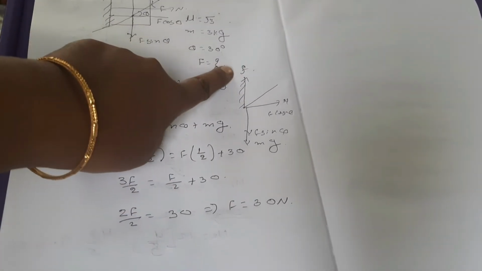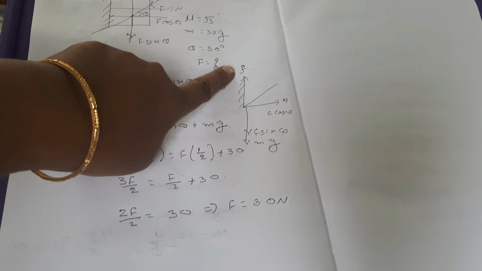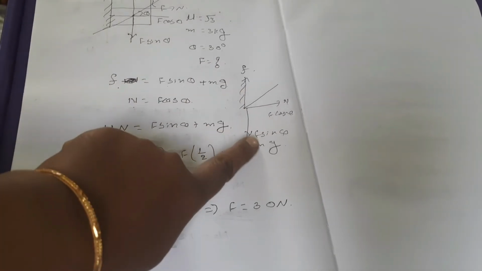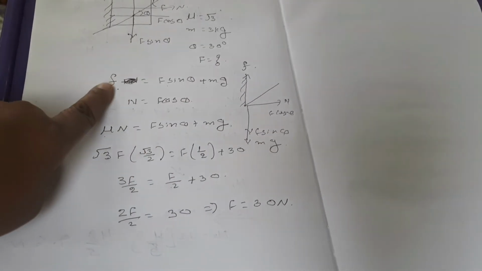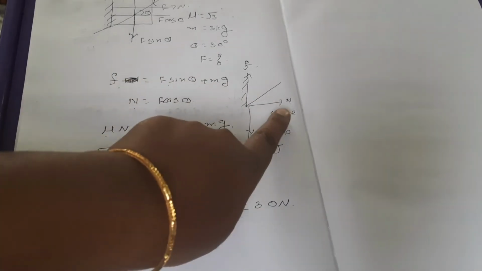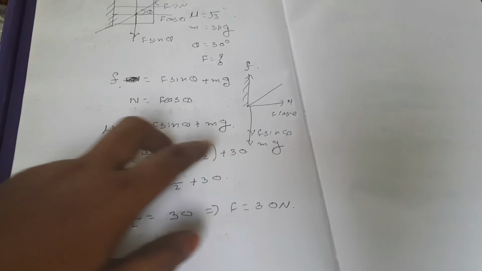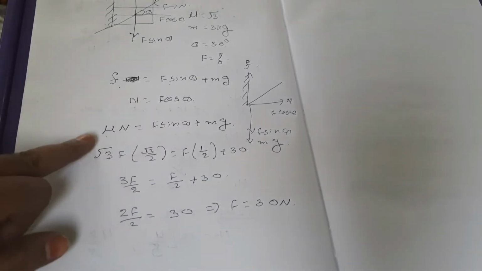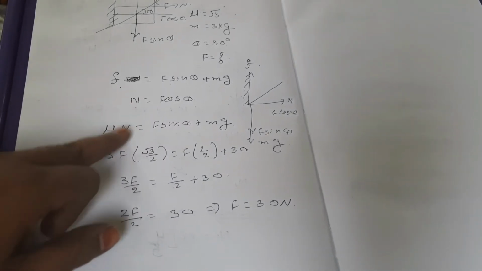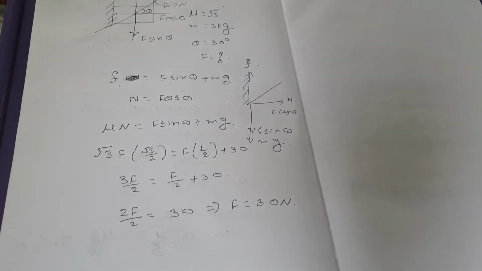Friction is upward. Why upward? Because it is the contacting surface. Friction is balanced by F sin theta plus mg. We are writing one expression. But the normal reaction is nothing but F cos theta. After that, instead of f we write mu N. Instead of N we take cos 30 degrees, root 3 by 2. After simplification we get F equals 30 newtons.